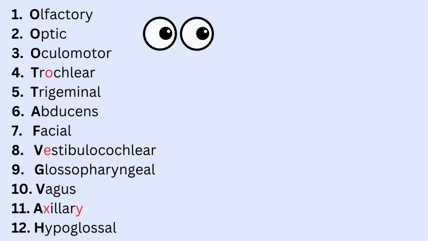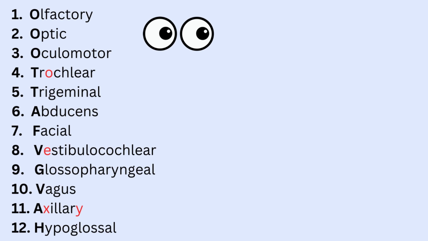So the first part of the mnemonic is 100, and so that OO, which is the optic and the oculomotor nerves, kind of looks like eyes, right? OO, the two eyes like I've shown here. And so we can remember that 2 and 3 are the nerves relating to the eyes. So the first is the olfactory nerve, which is related to the sense of smell. And the next are our optic and our oculomotor nerves.